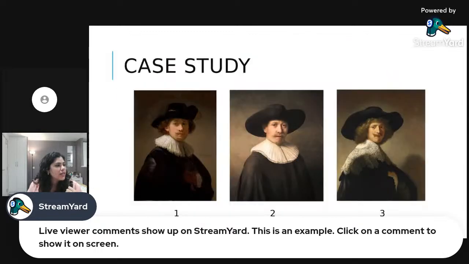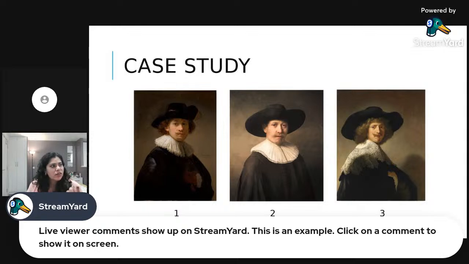So, like I said, one of them is AI generated, and the other two are made by Rembrandt. Now that I have given you some more context, which one do you think is AI generated, and which one do you think is made by Rembrandt? Anyone?